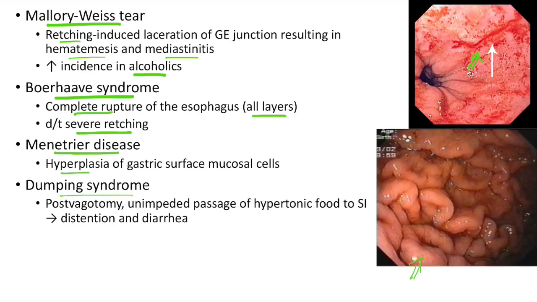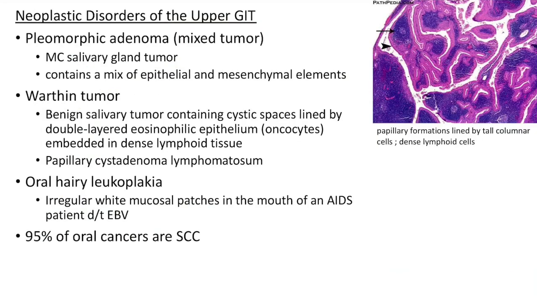Now let us see about dumping syndrome. It can occur after vagotomy. In this case, there is unimpeded passage of hypertonic food to small intestine. This causes distension and diarrhea.